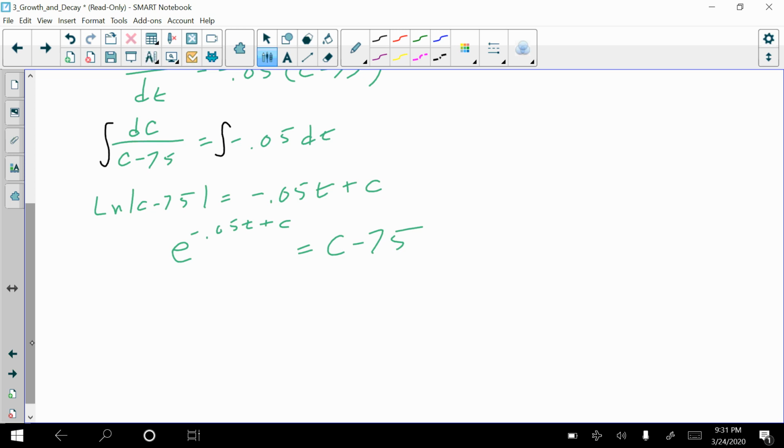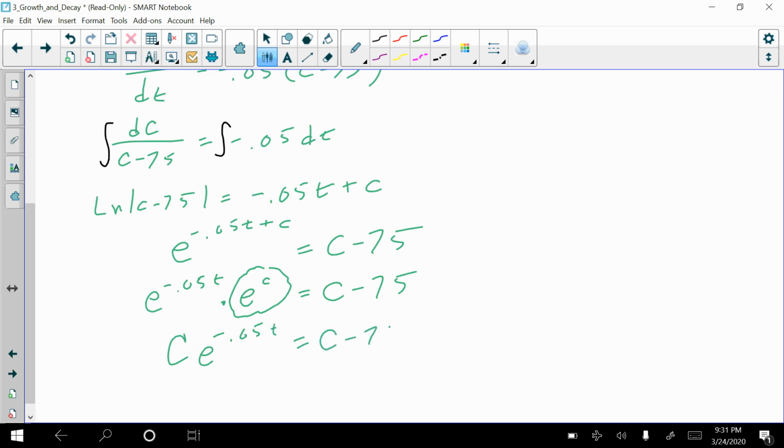Okay, so going back again to the original example, we can take the stuff on the left and separate it with properties of exponents into e to the negative 0.05t power times e to the c power to be equal to c minus 75. And again, this thing right here, this is just a constant. That is just going to be a constant that we represent as the number c, or not, the letter c. So I have c times e to the negative 0.05t power equal to c minus 75.